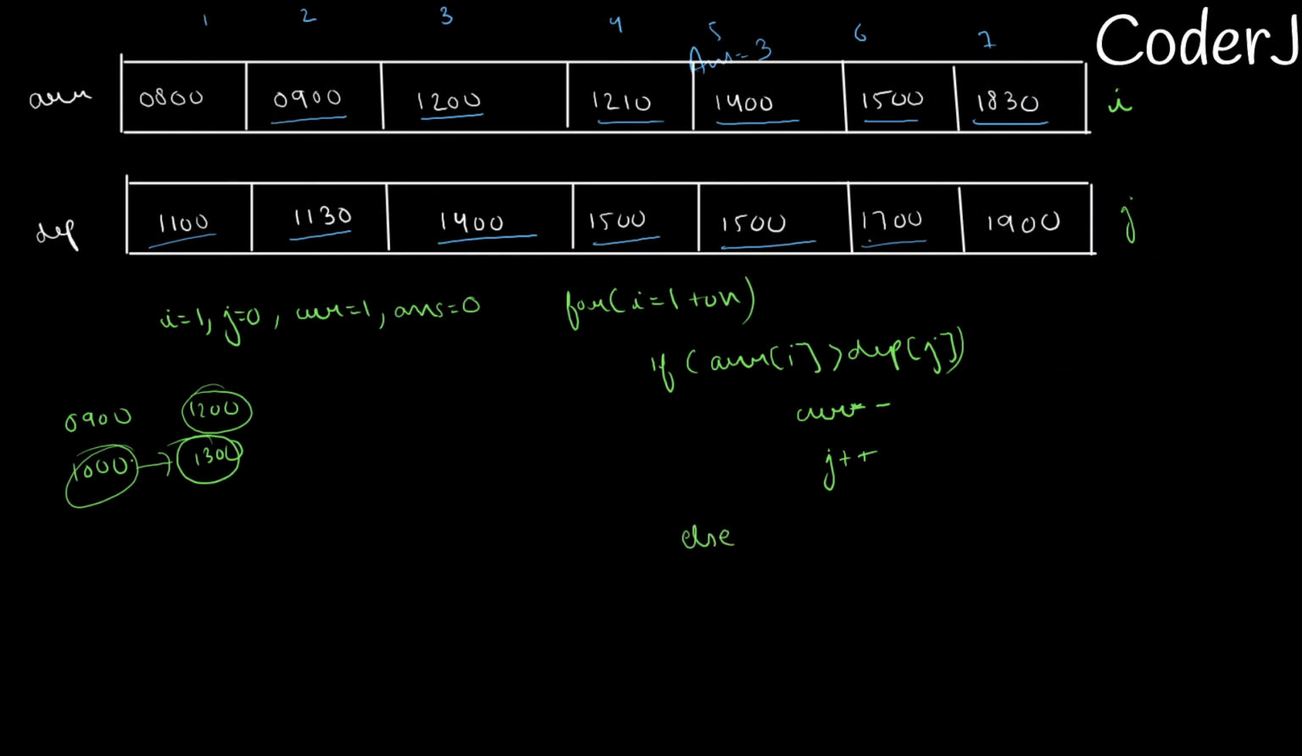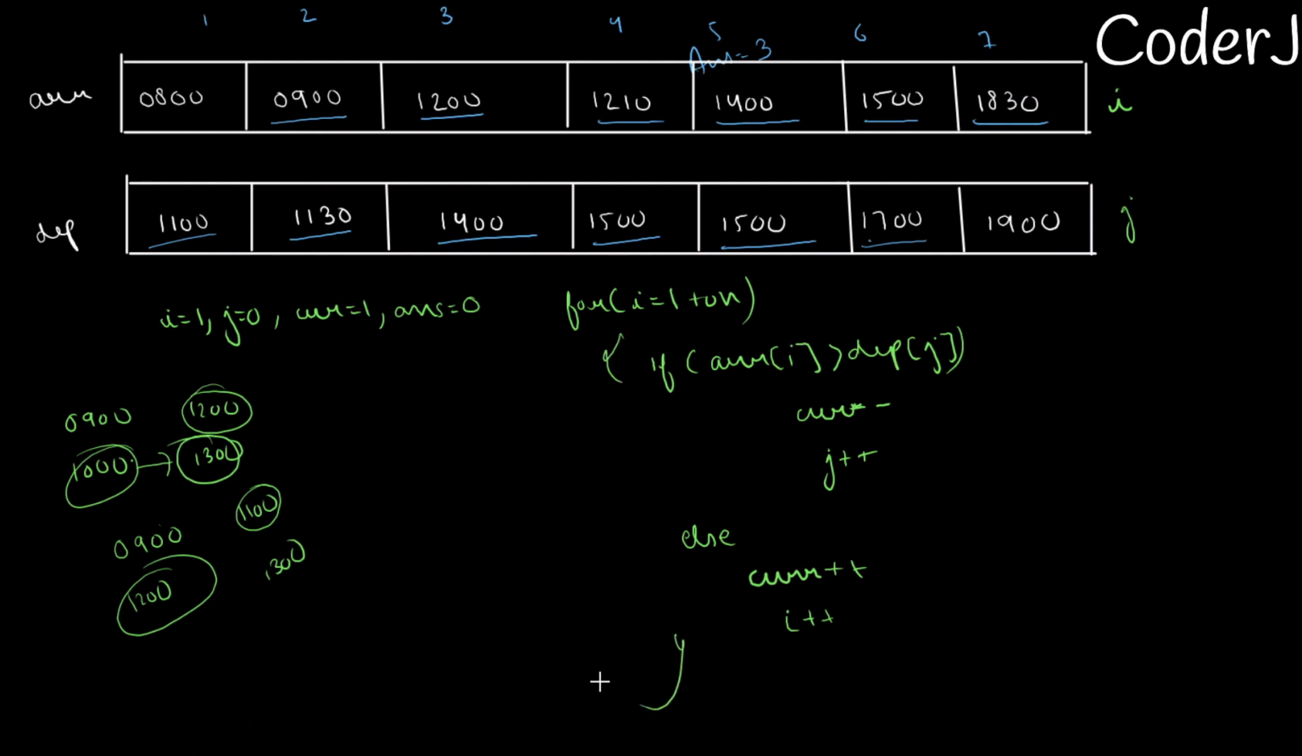Otherwise, what is going to be the condition? Let's take an example. A train is coming at 0900, leaving at 1200, and the next train is coming at 1100, leaving at 1300. In this case, when train 2 comes, train 1 has not left. So this is basically your else scenario. One more platform is going to be occupied, so the current number of platforms will increase by 1, and you need to move your arrival pointer forward. Why do we move the arrival pointer forward? Because no train has left by that time. So this is the complete pseudocode for this question.